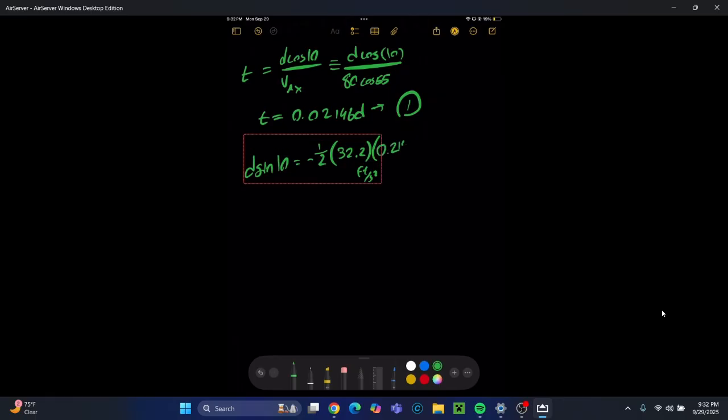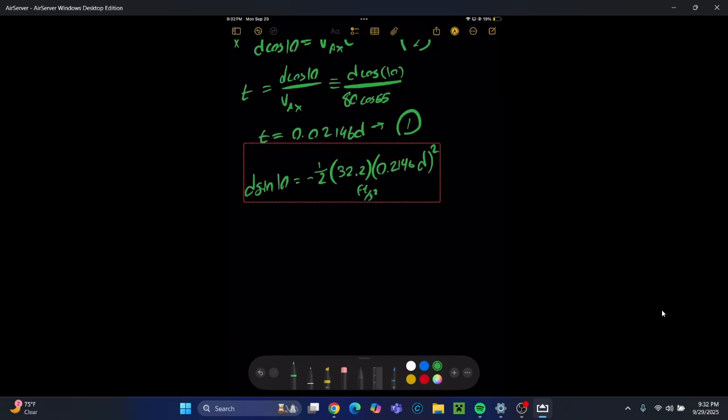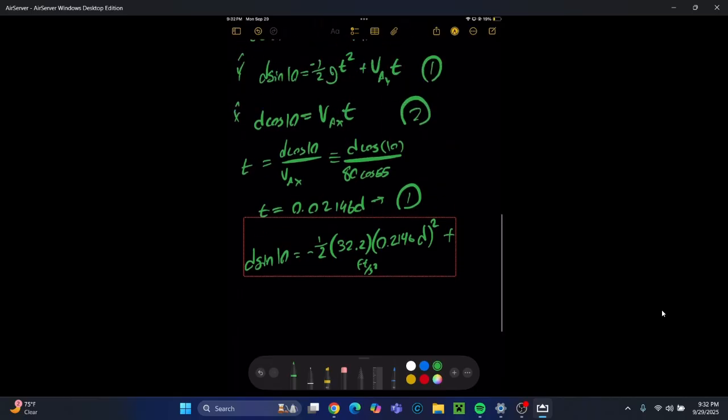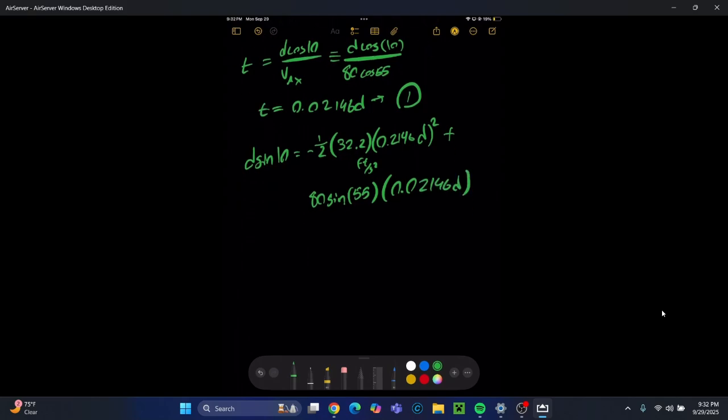Ha! 2146. That's our time, quote unquote. It's actually our D. Let me write that a bit better. D squared, plus, we have more values here. So up here we have VAYT. We know VAY is 80 sine 55 times t, which we know is 0.02146d. So 0.02146d. And now we have this equation in terms of d.